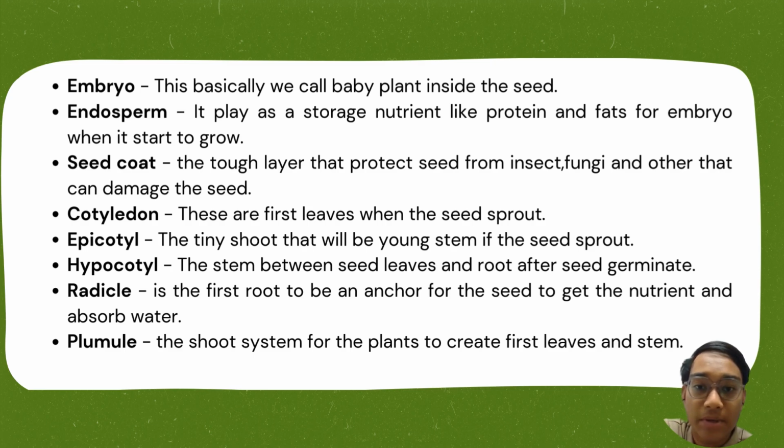And number two is the epicotyl. The epicotyl is the tiny shoot that will become the young stem when the seed starts to sprout. Number three is the hypocotyl, the stem between the seed and the leaf and root after the seed starts to germinate. Number four is the radicle. The radicle is the first root, an anchor for the seed to get nutrients and absorb water. And lastly is the plumule. The plumule is the shoot system for the plant to create the first leaf and stem.